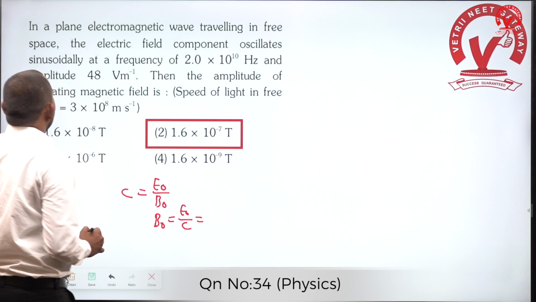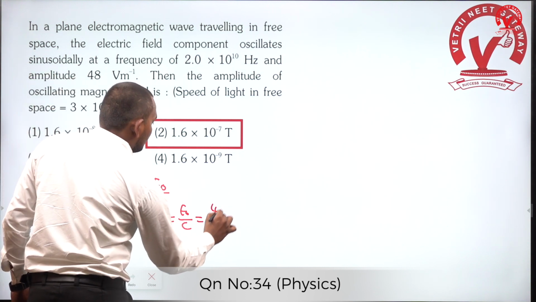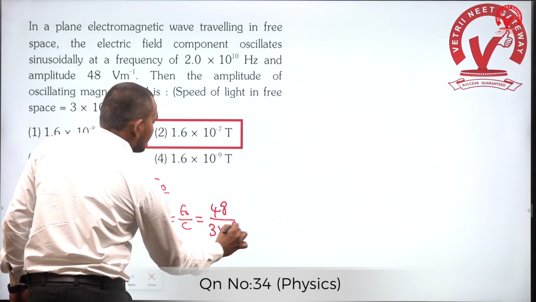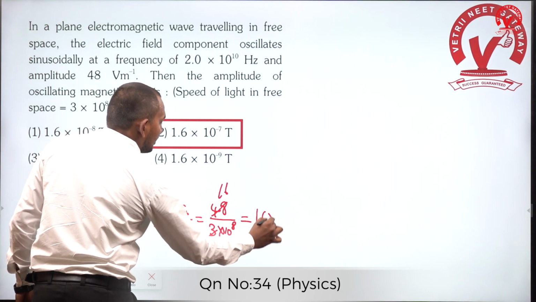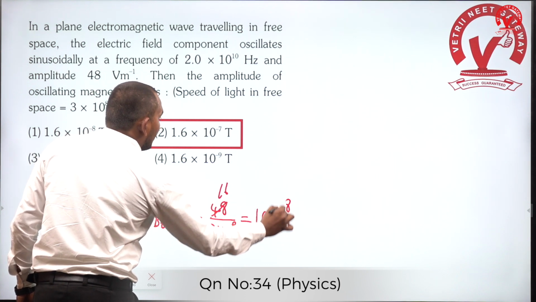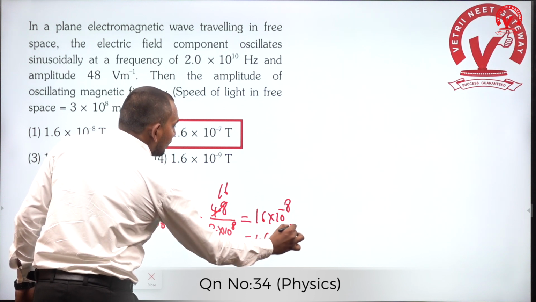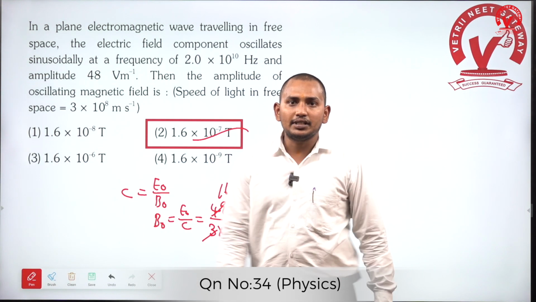How much E naught they gave? E naught 48 divided by C, 3 into 10 power 8, 1 into 16, 16 into 10 power minus 8, then 1.6 into 10 power minus 7 Tesla. Option B is the correct one.